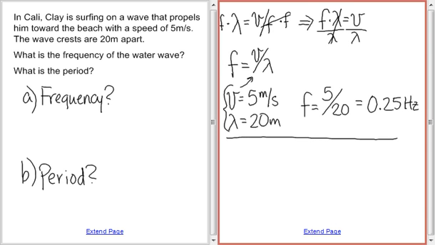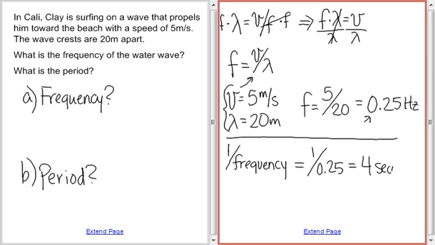The second part of this is that we have to figure out the period. We know that our period is equal to 1 divided by the frequency. And we know from up here that our frequency is 0.25 hertz. All we're going to do is take 1 divided by 0.25, and that's going to give us our period, which is equal to 4 seconds.